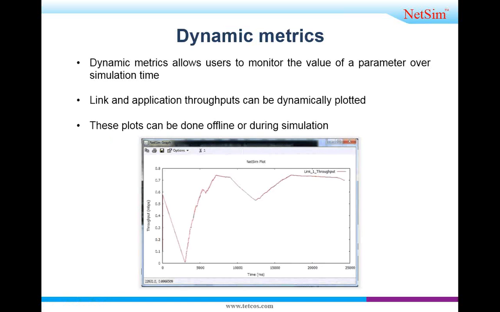Now dynamic metrics. Dynamic metrics give you the various dynamic graphs related to application throughput and link throughput. These can be plotted during the simulation or after the simulation. During the simulation, it slows down the simulation, so we'll choose after the simulation only, in offline mode.